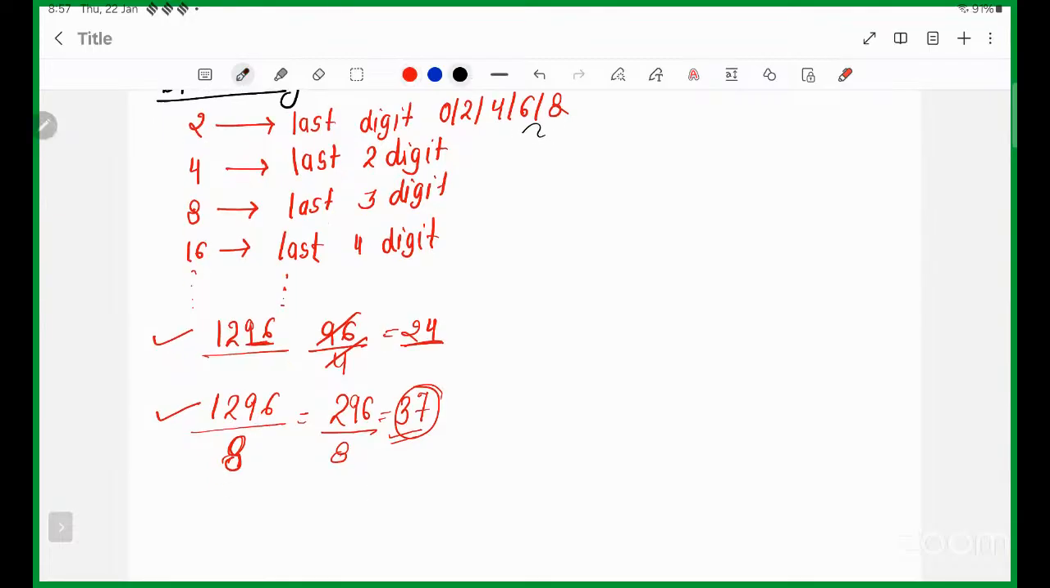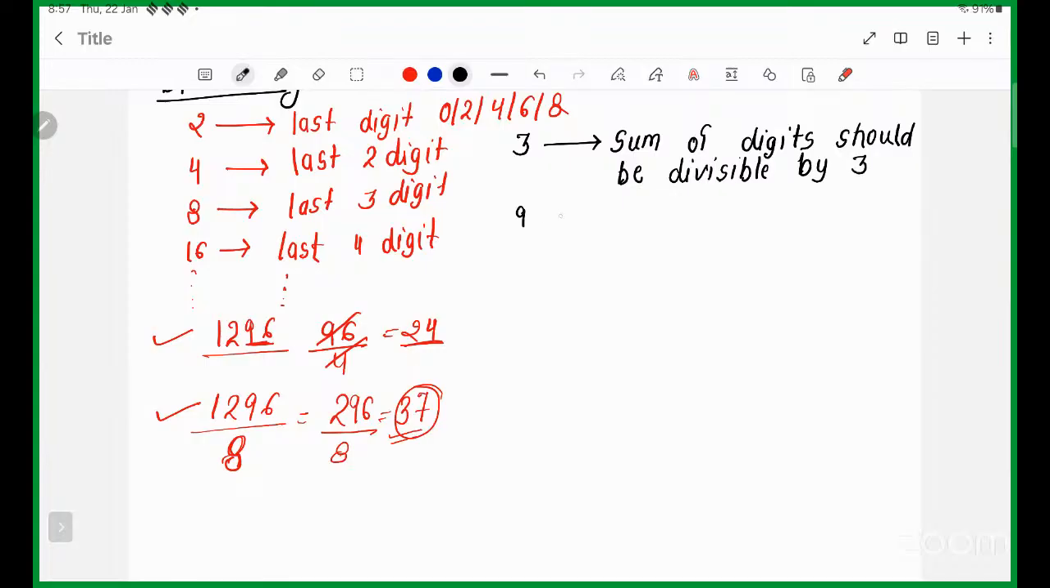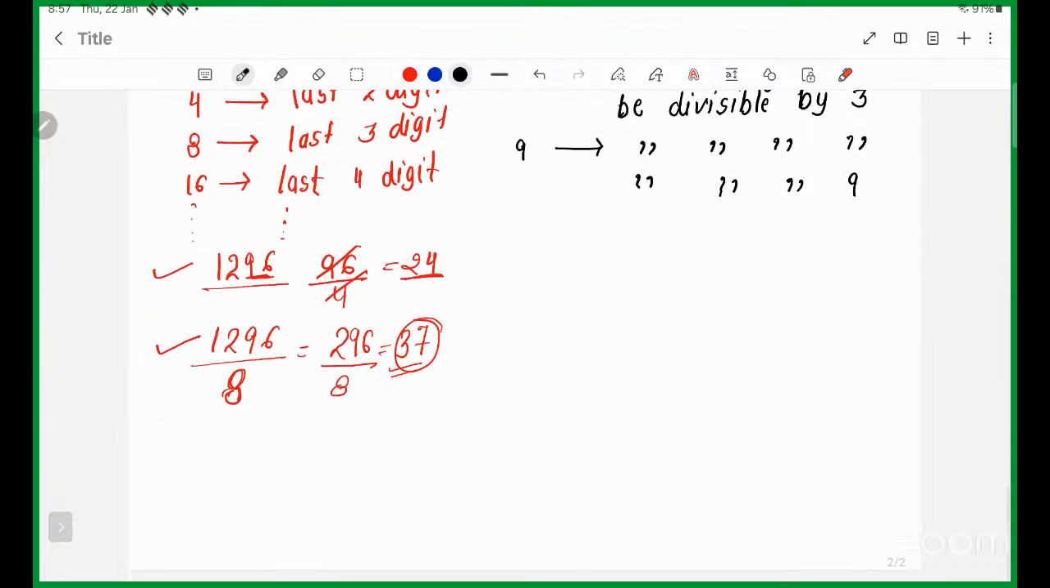Divisibility of 3. For divisibility of 3, the sum of digits should be divisible by 3. Same goes with 9: the sum of digits should be divisible by 9. And it will go on for 27 and 81 too.